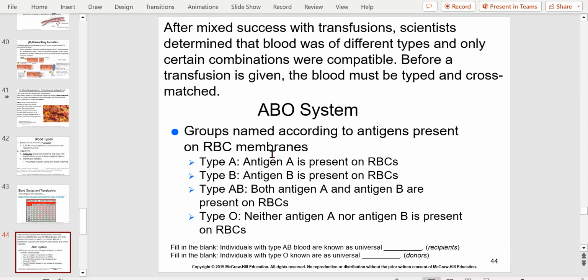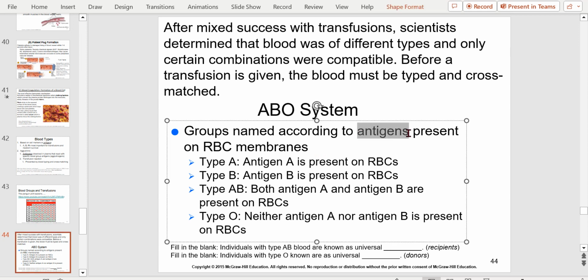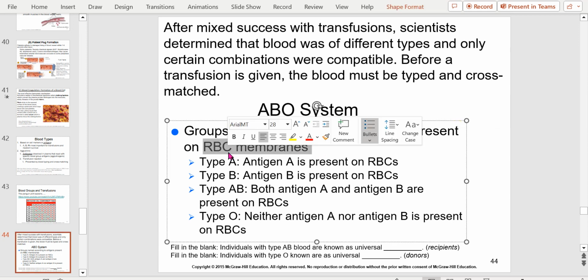After mixed success with transfusion, scientists determined that blood was of different types and only certain combinations were compatible. Before a transfusion is given, the blood must be typed and cross-matched. The ABO system. Now there are many other ways of differentiating one person's blood from another, but generally we use the ABO-RH system. Groups are named according to antigens present on the RBC membrane. Again, those glycoproteins sticking outside of the RBCs.